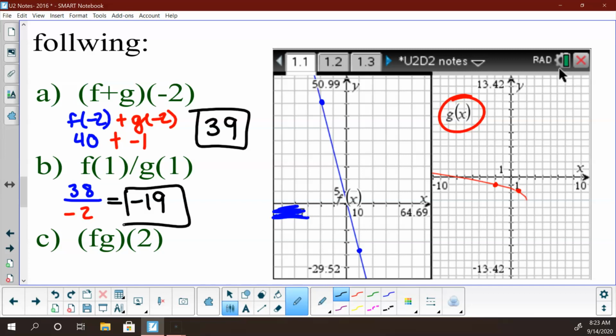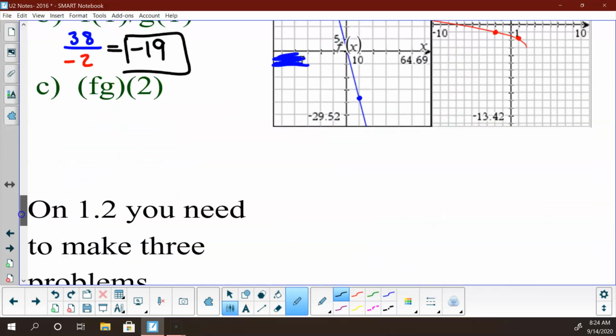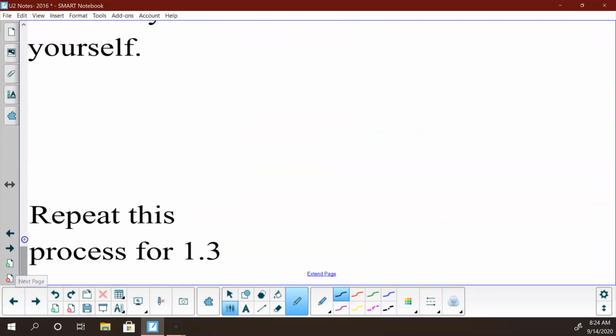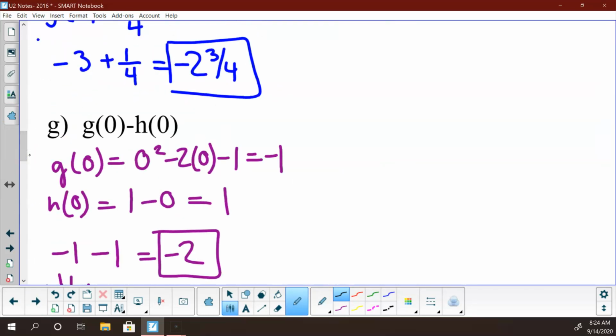It's literally find something off of this graph, find something off of this graph, and then just do one of the arithmetic things that I've asked you to do. That's it. All right? Sweet. All right, we're done. We all good.